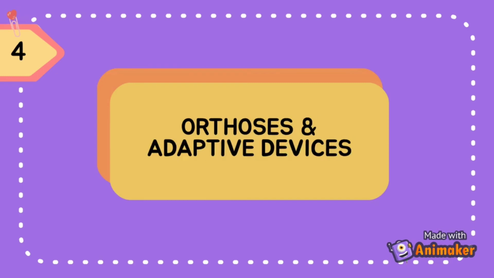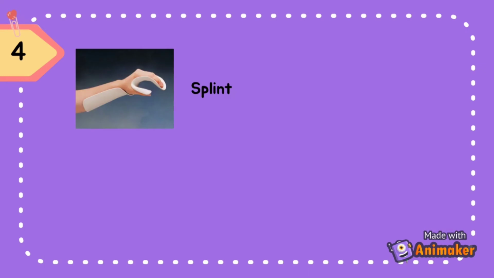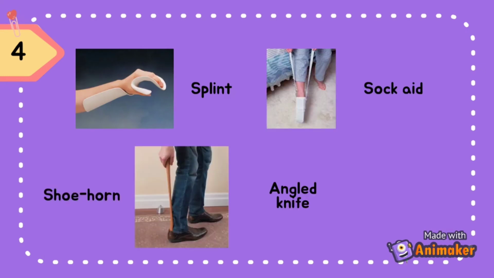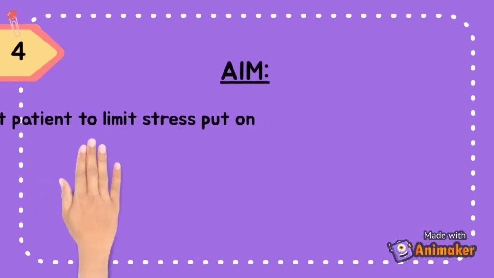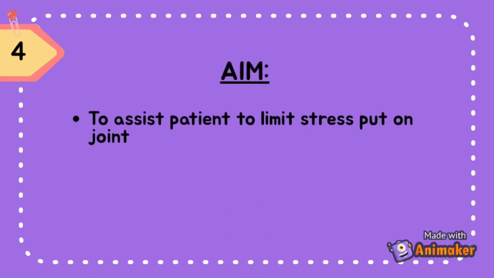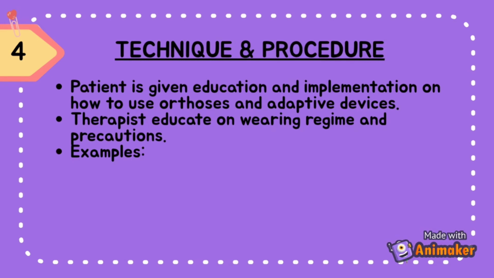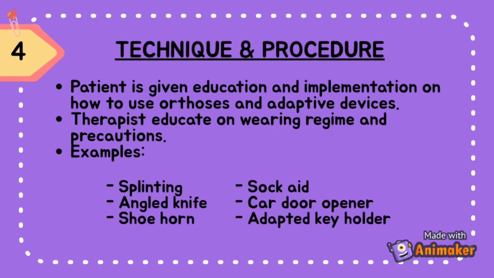The fourth intervention is orthosis and adaptive device. Using these may help patients to reduce stress on a joint by shifting weight off the joint. The aim of this intervention is to assist patients to limit stress put on the joint. Here are some examples of orthosis and adaptive devices.